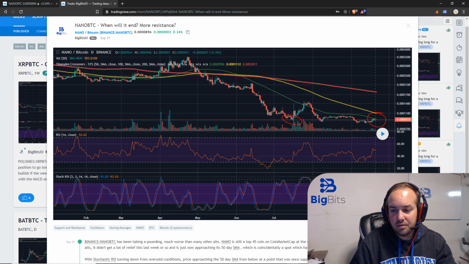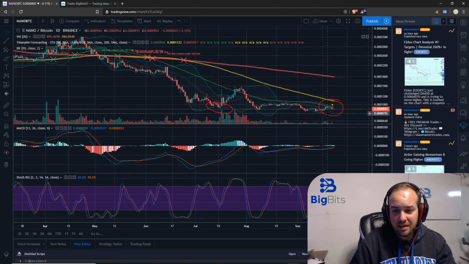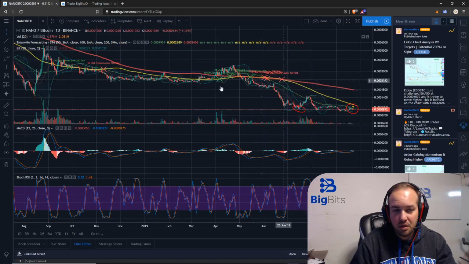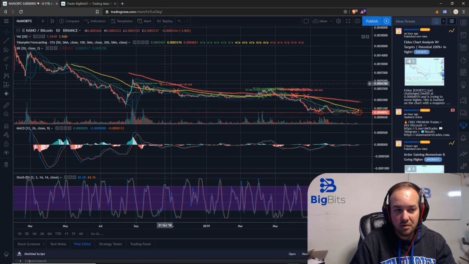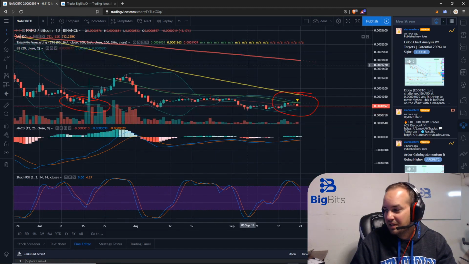The Stoch RSI looks like it's turning down as well. So it definitely looks like it's going to continue to play out like that, which is unfortunate, because if you go back out in the chart, Nano's pretty much been nothing but down, and I'm not really seeing much good for it right now, personally.